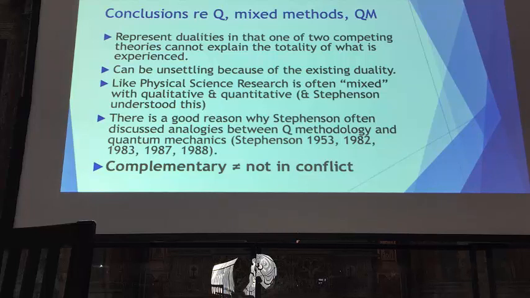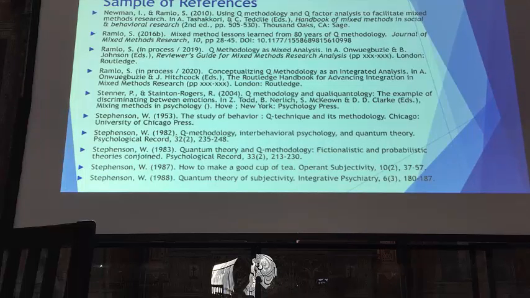And there is a good reason why Stephenson often discussed analogies between Q methodology and quantum mechanics, and one of the biggest takeaways, I think, is that we have complementarity, but that doesn't mean that those aspects, whether we think of them as qualitative and quantitative, or any other combination of some of the unique aspects of Q, are in conflict. They coexist in a coherent form that makes sense, hopefully, to at least Q methodologists, and maybe one day the world.